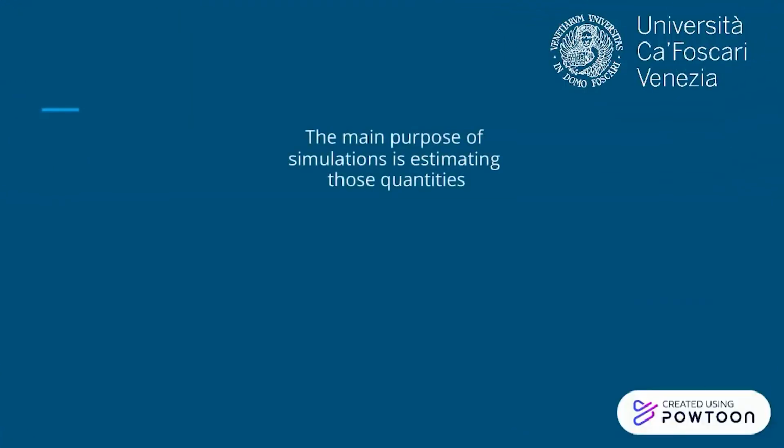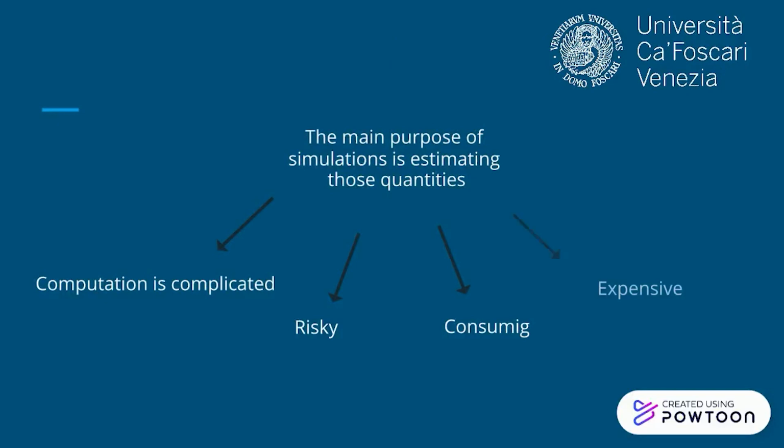The main purpose of simulations is estimating those quantities whose direct computation is complicated, risky, time-consuming, expensive, or impossible. For example, suppose a complex device or machine is to be built and launched. Before it happens, its performance is simulated, and this allows experts to evaluate its adequacy and associated risks carefully and safely.